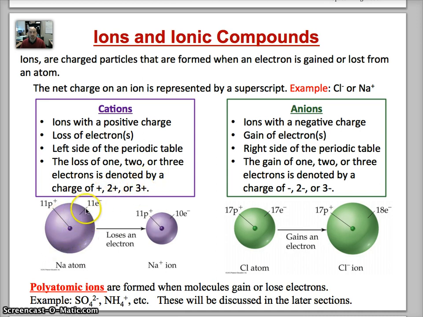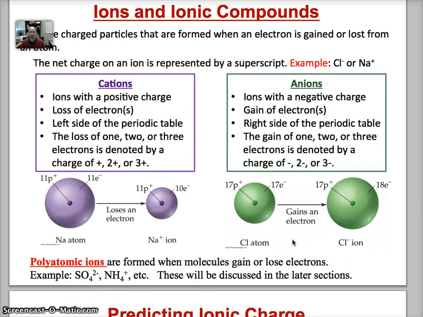Sodium atom loses an electron, it now has an overall charge of +1, and we have the sodium plus ion. The opposite for anions. These are ions with a negative charge, which means they've gained an electron. These are on the right side of the periodic table. And you can either have -1, -2, or -3 charge on those atoms. So for the chlorine atom, if we gain an electron, we now have the chloride ion, Cl-.